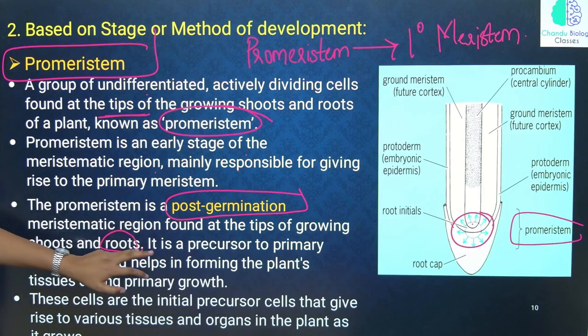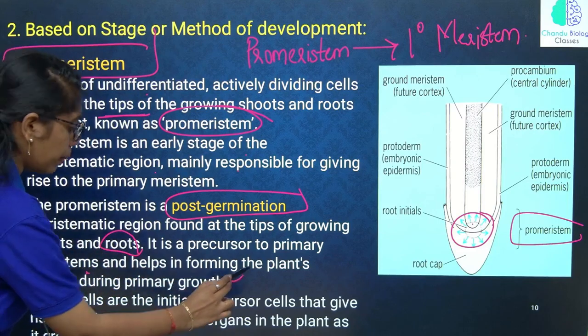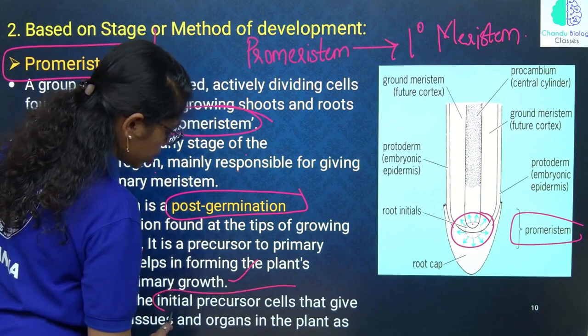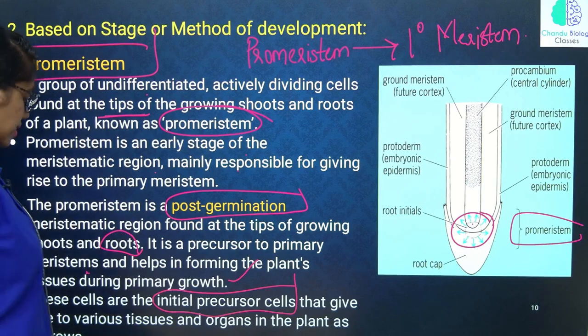Promeristem is a post-germination meristematic region found at the tips of growing roots. It is the precursor to the primary meristems and helps in forming the plant tissues during primary growth. These cells are the initial precursor cells that give rise to various tissues and organs in the plant as it grows.